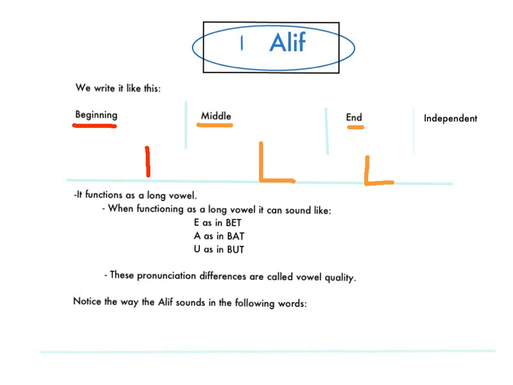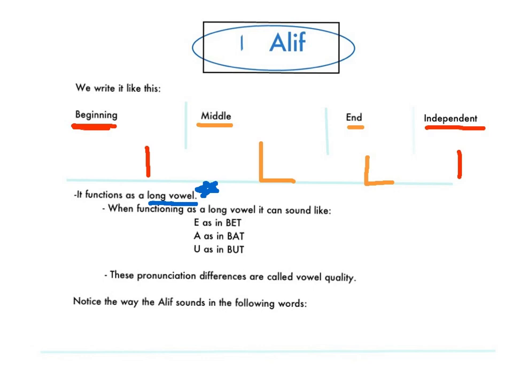Alif, when it's written independently, is written in the same way as it is written in the beginning of a word, from top to bottom. Alif can be two things. It can be a consonant or a long vowel. Here we are concerned with its function as a long vowel. Remember that long vowels sound twice as long as your average English vowel.